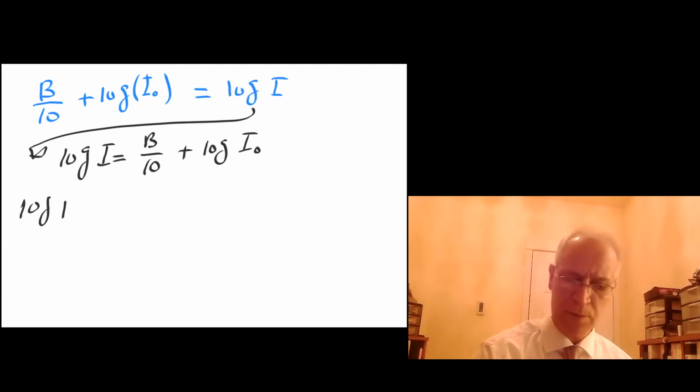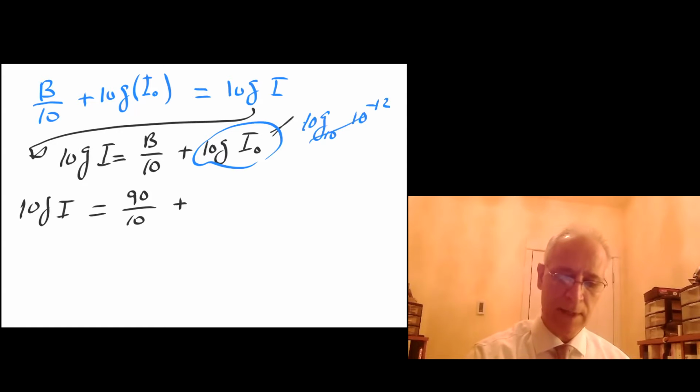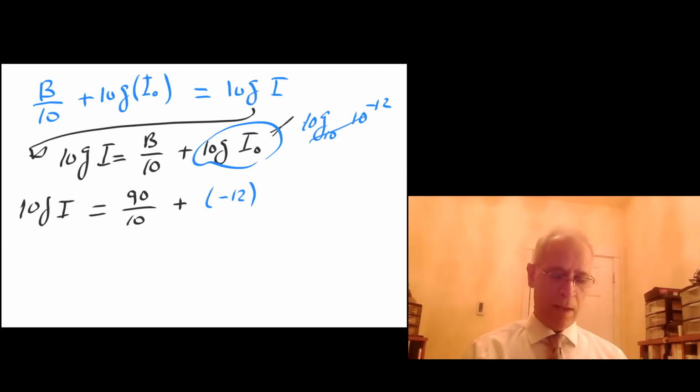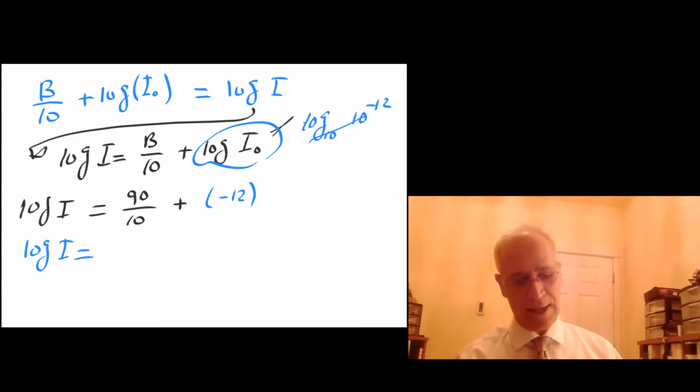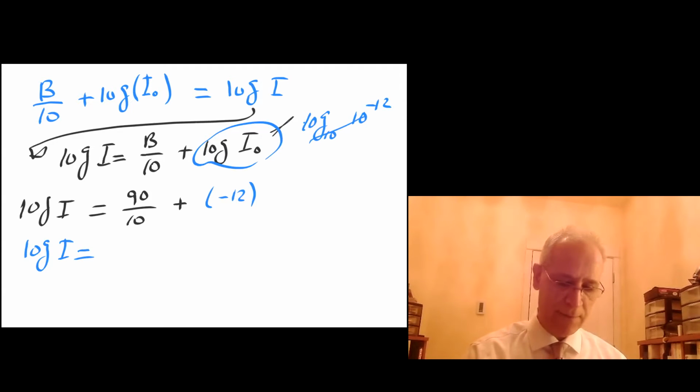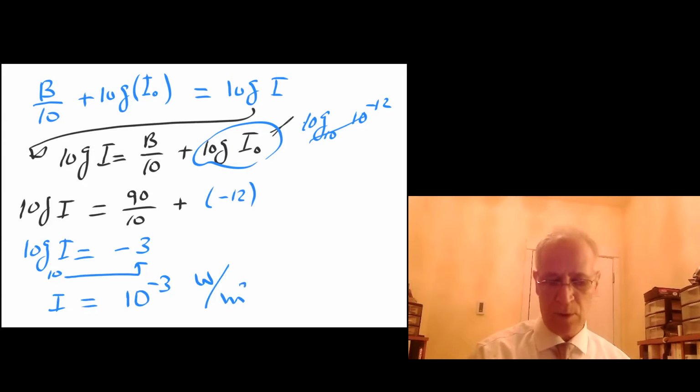So log of I, I'm showing every step there is. You don't have to. 90 over 10, and so plus, remember that this was right here. Let me do it in a different color. This right here becomes log base 10 of 10 to the negative 12. So that is negative 12. And so log of I equals 90 divided by 10 is 9, minus 12 is negative 3. So I know now this base to this power equals I. So I equals 10 to the negative 3 watts per meter squared.